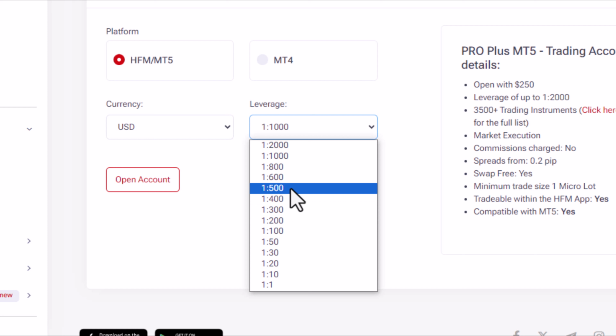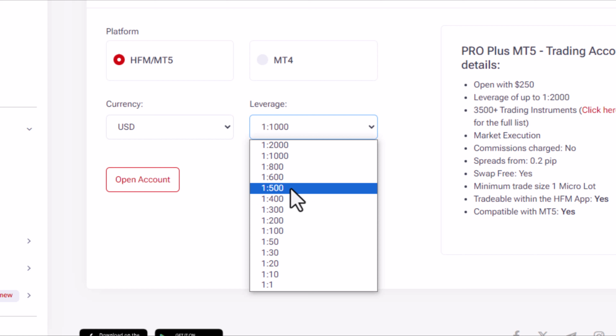For instance, trading using leverage of 100 to 1 ratio means that for every 1 USD of available margin that you have in your account, you can place a trade worth up to 100 USD. 1 to 1 ratio means that for every 1 USD available margin that you have in your account, you can place a trade worth up to 1 USD. 1 to 1 ratio means you are not using leverage.